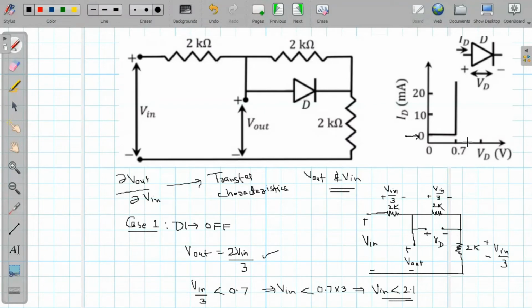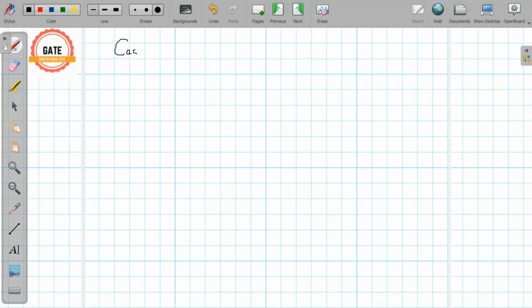So you can observe from these characteristics that when the diode is on, any amount of current can flow through it, but the voltage across the diode will be 0.7 volt. It cannot be greater than 0.7 volt. So let's see case 2 when the diode is on. So in the case 2, diode D1 is on, and when it is on, the voltage across it, that is Vd, will be fixed and will be equal to 0.7 volt, or we can say diode is behaving like a battery of 0.7 volt.